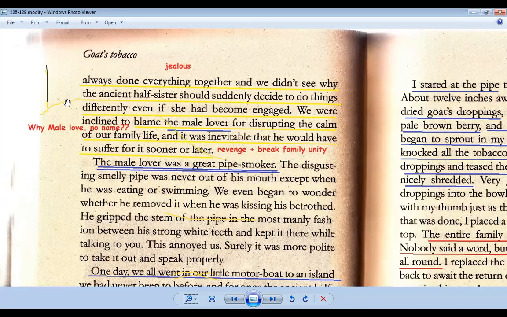Who would like to read that part? Can I read? Yes, go ahead. Okay. Always done everything together, and we didn't see why the ancient half-sister should suddenly decide to do things differently, even if she had become engaged. We were inclined to belong, just a minute.